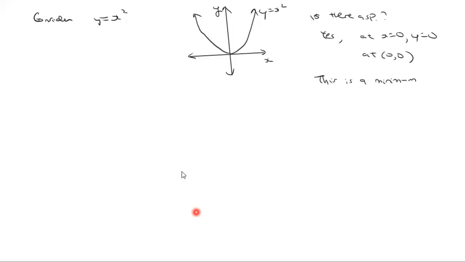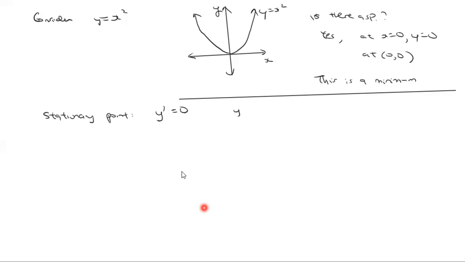Now, we all know the answer. We all know that's what it looks like. But let us now do it again, but using the calculus. So by definition, the stationary point is where y dash equals 0. So we solve for y dash being 2x. We let that equal 0, which gives us x equals 0. Simple enough. Your next step is to sub x equals 0 into y equals x squared to give us 0 squared, which is 0.